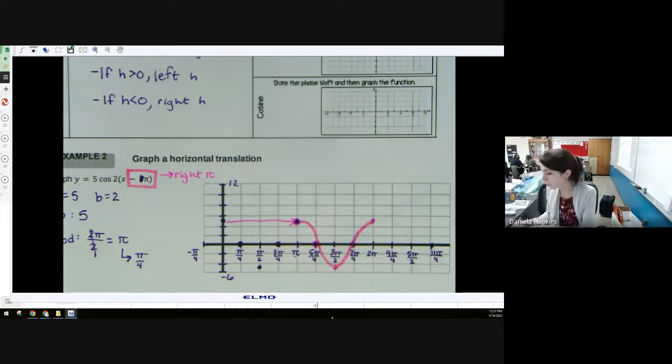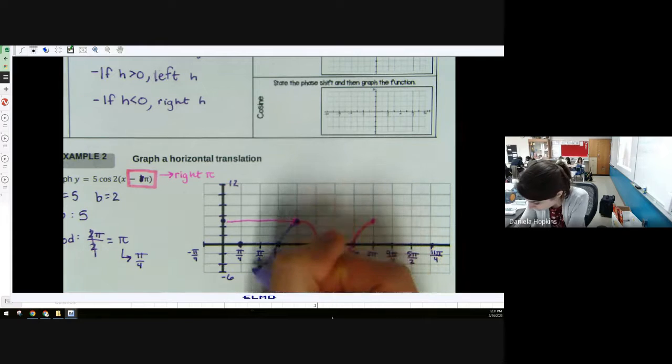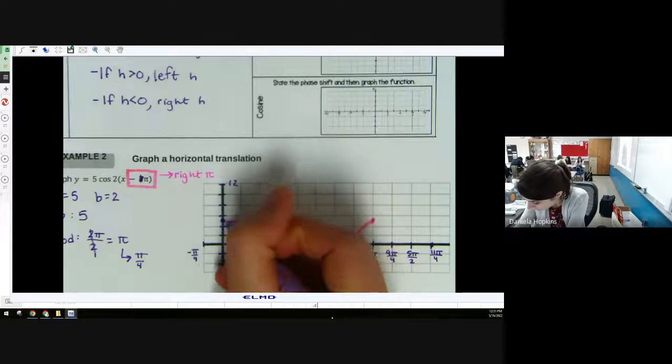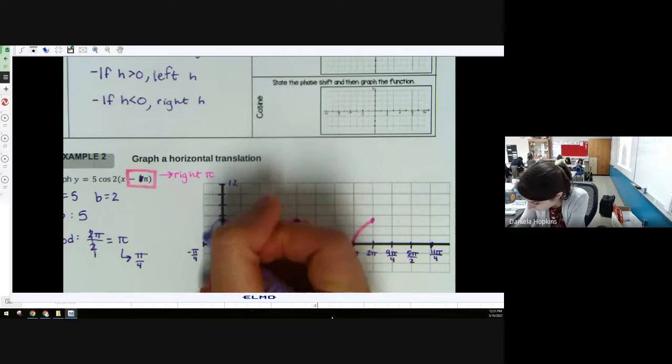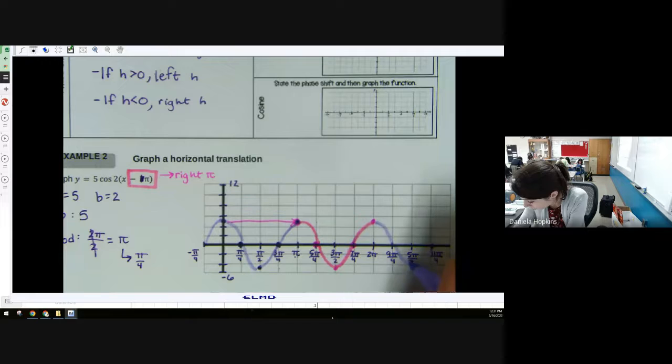Now, I do want us to graph more than one period, but I just want to show you how that just moved it over. So if I continued with this pattern, it's still going to be like the normal cosine wave, and that doesn't always happen. Unless I specify otherwise, you could just graph the whole thing. But I wanted to show you how in this particular example, I didn't go low enough here.